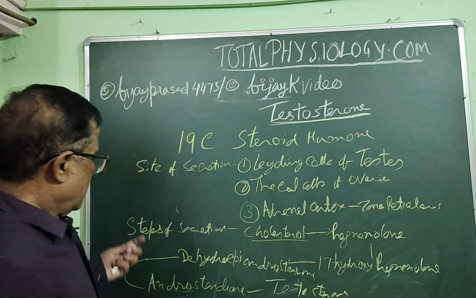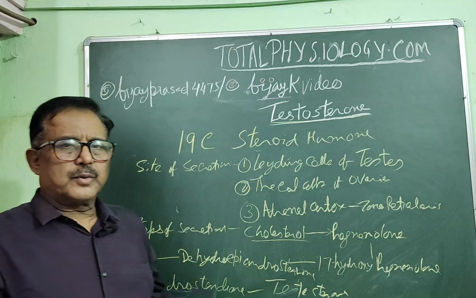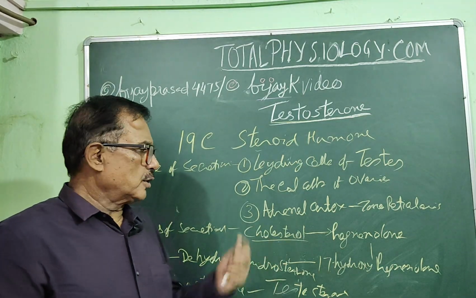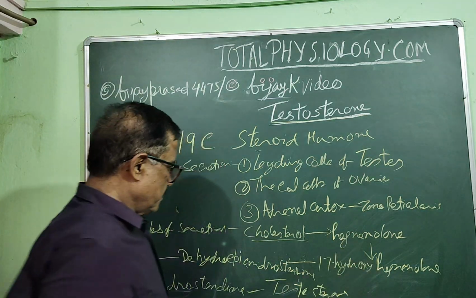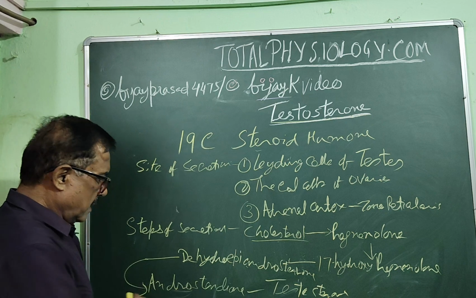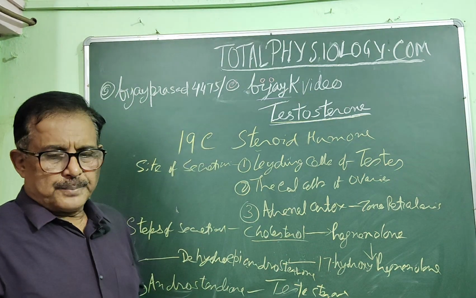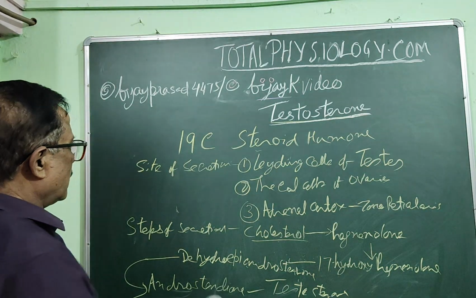So the steps of secretion in these cells: starting from cholesterol, the basic substance, then pregnenolone, 17-hydroxypregnenolone, then dehydroepiandrosterone, androstenedione, and finally testosterone is formed. These are the steps of secretion.